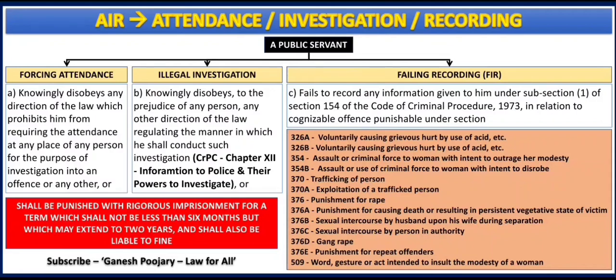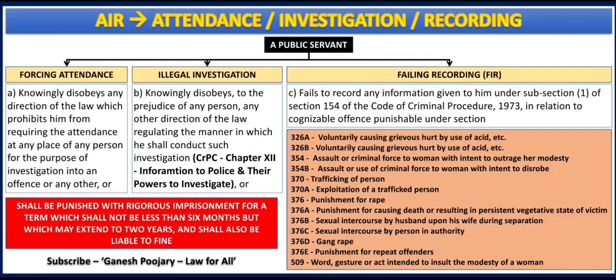Now what is 154 subsection 1? I will discuss in detail in my next slide. But remember, if a public servant fails to record this, that is also a punishable offense. And what is the punishment here? Such offenses shall be punished with rigorous imprisonment for a term which shall not be less than 6 months, but which may extend to 2 years, and shall also be liable to fine.